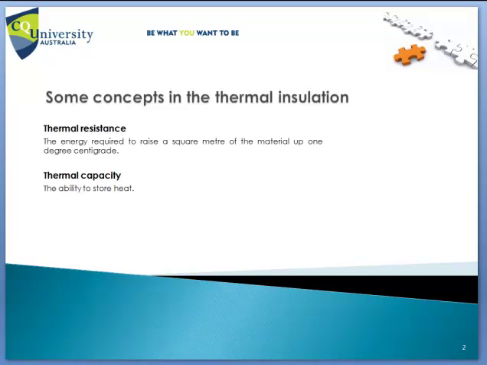Some concepts in thermal insulation include thermal resistance and thermal capacity. Thermal resistance is the energy required to raise a square meter of the material up 1 degree centigrade. For example, aluminum will have a lower thermal resistance than glass. It means aluminum will conduct heat more easily than glass. Thermal capacity is the ability of the material to store heat.